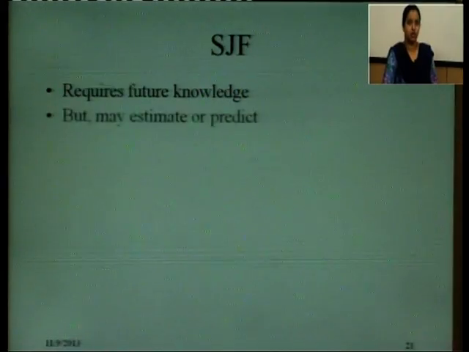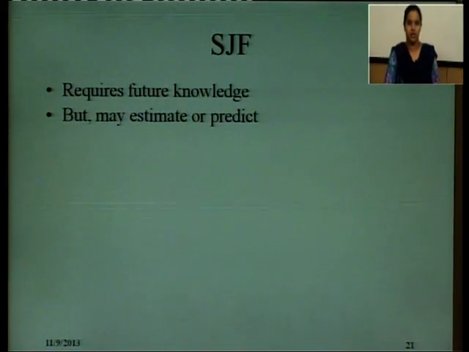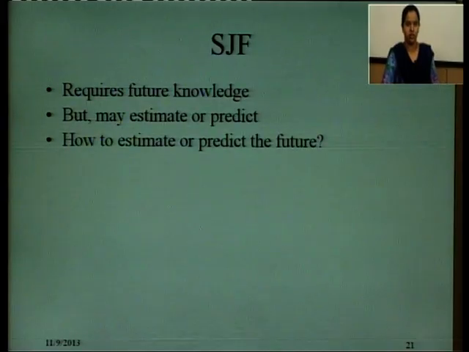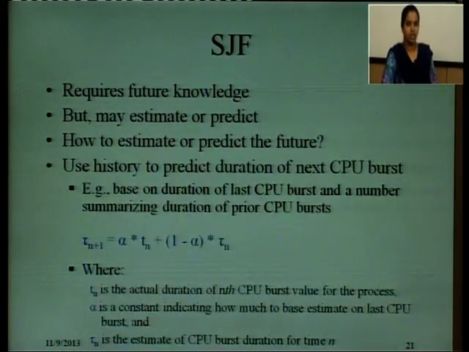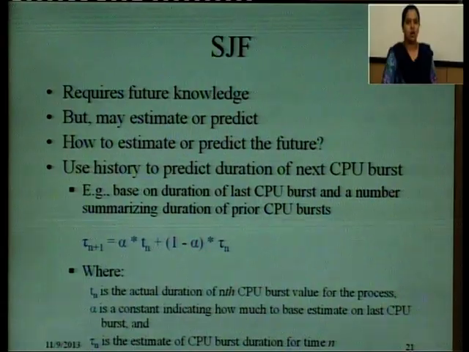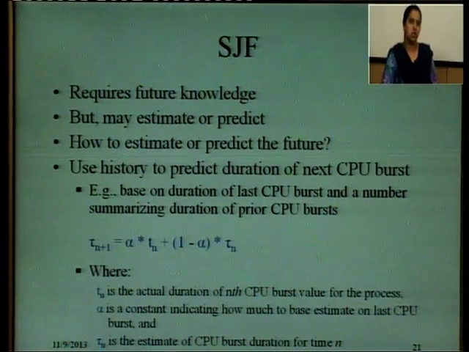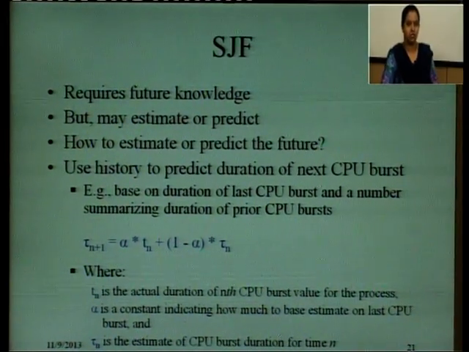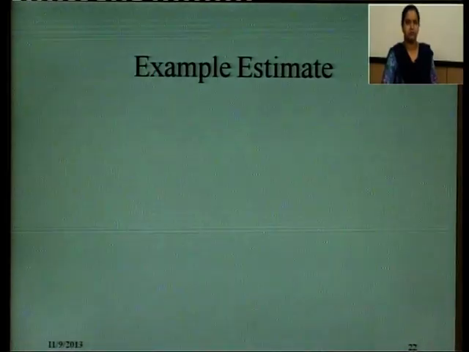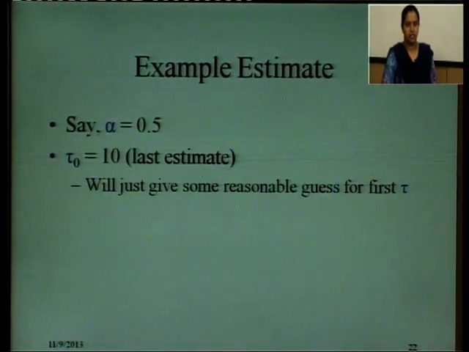It requires future knowledge, but we may use estimated or predicted knowledge. How do we predict the future? This is how we will predict, with these formulas and times, which is not easy. Say alpha is this.